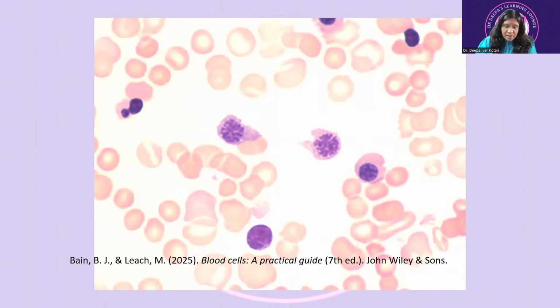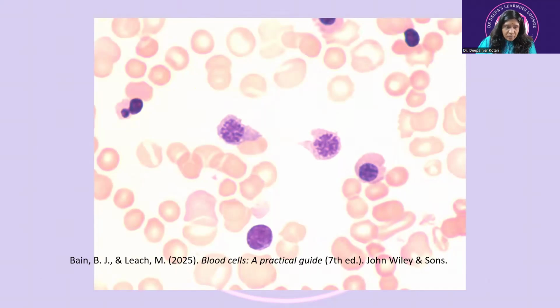These are the pinkish cytoplasm of the RBC, and it has this nucleus, which is not gone yet. So this is a mature RBC, and these are the NRBCs. So this is a blood film of the baby with actually diagnosed sickle cell anemia.